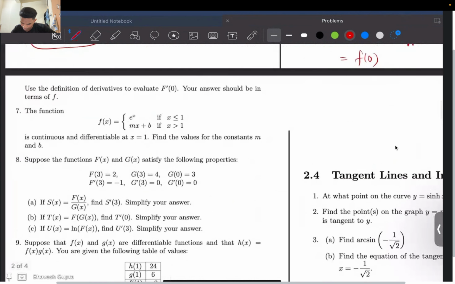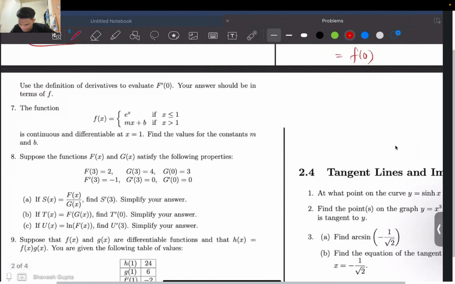So over here we have the function is continuous and differentiable at x equal to 1. Find the values for the constants m and b. So we have to look for constant values of m and b such that it is continuous and differentiable. See, if you have solved for differentiable, you don't have to solve for continuous. If a function is differentiable, then definitely it's continuous, right? Yes, sir. So I'll go for the bigger fish.